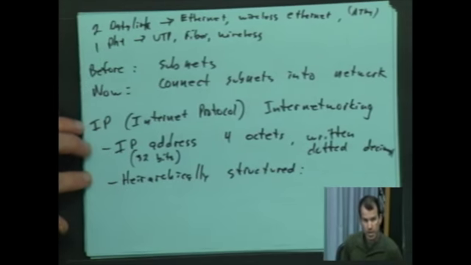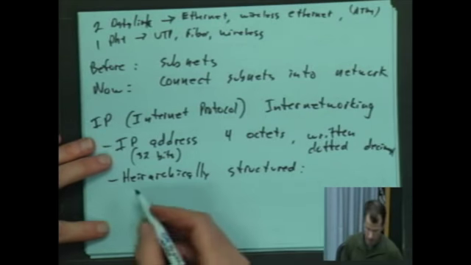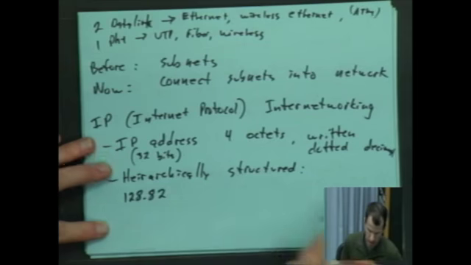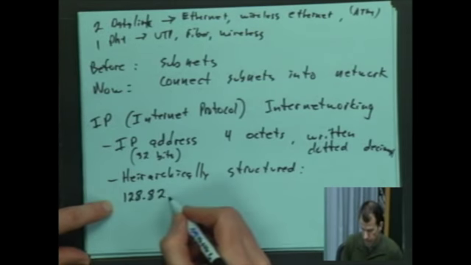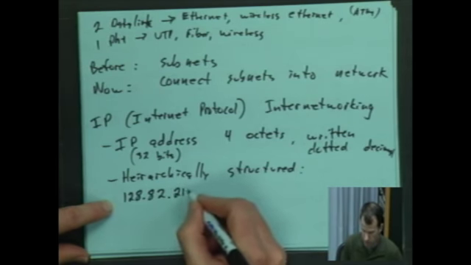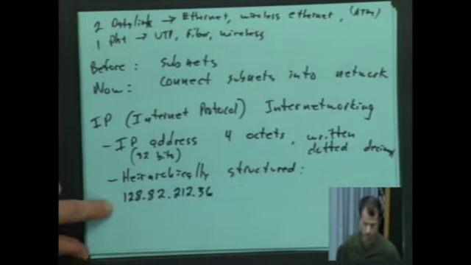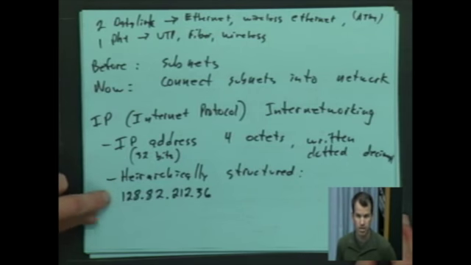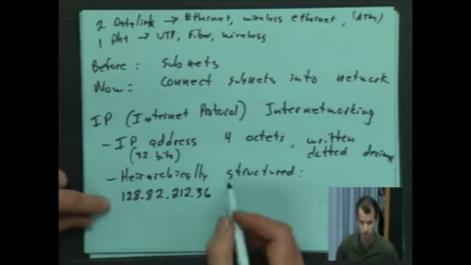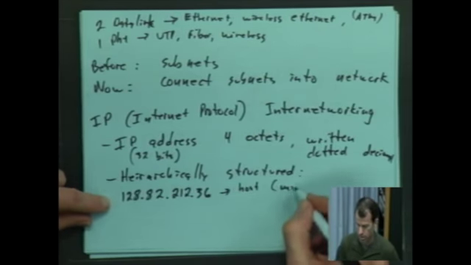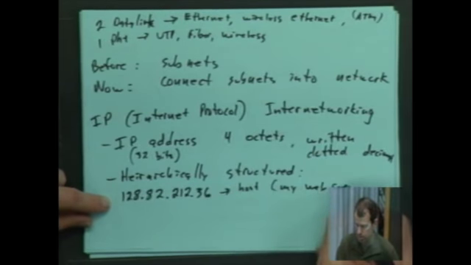Okay, so the way this works, and we'll use ODU as an example. At ODU, my web server has the address 128.82.212.36. You can go visit it. It's a lovely web server. Don't hack it. Lots of people try. I get people trying all the time. But there it is. This points to a host. That is my web server.